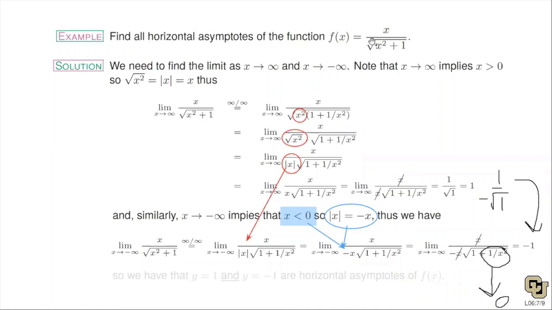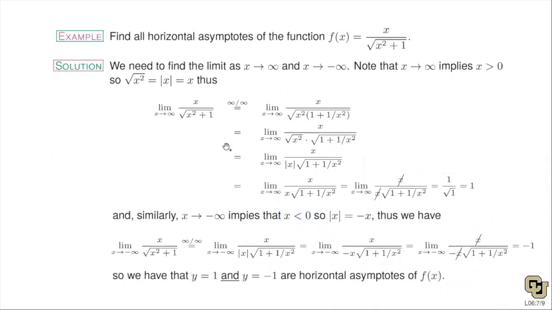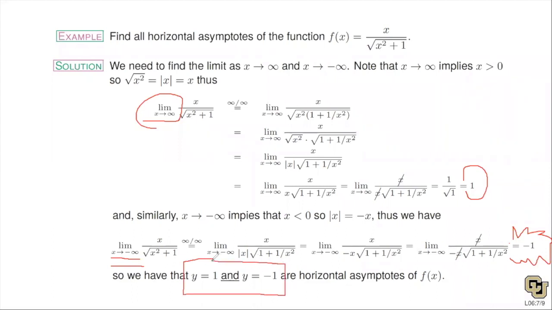So in this case, the limit as x goes to infinity, if you look, was 1. This is x going to infinity. And the limit as x goes to negative infinity was negative 1. So not the same, be careful. It has everything to do with this absolute value. Here we have 2 horizontal asymptotes, y equal to 1 and y equal to negative 1.